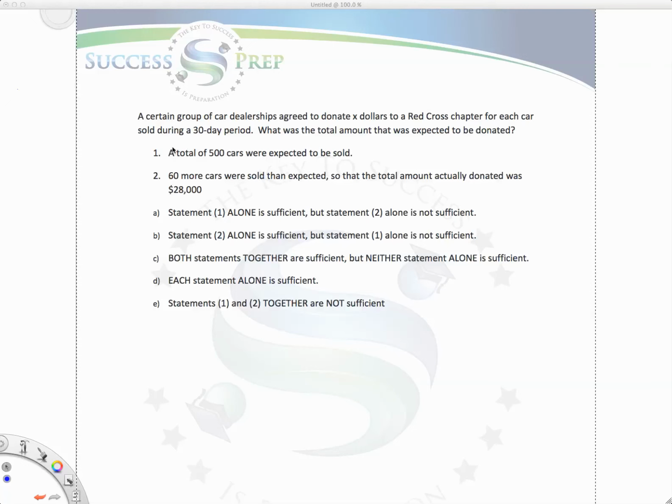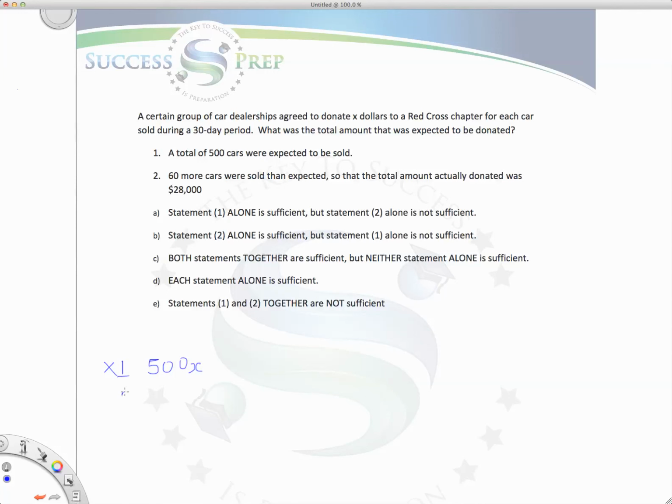Remember that when you're dealing with data sufficiency, you have to consider each statement separately, first of all. So let's look at statement 1. Statement 1 says a total of 500 cars were expected to be sold. All this is telling us is that 500 cars were expected to be sold, so technically that's 500x. That's all we know about statement 1. But we don't know what the total amount was, or we don't know what the value of x is. So in this case, statement 1 is insufficient.